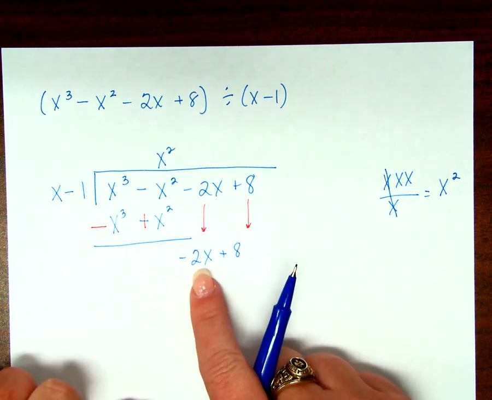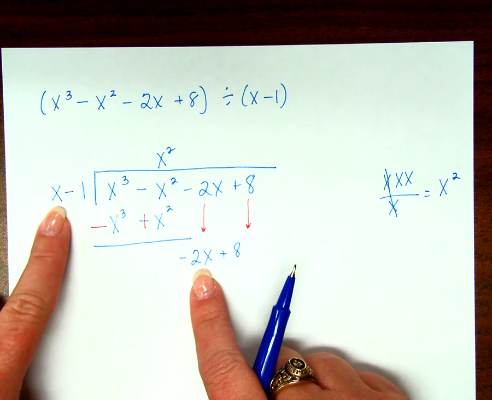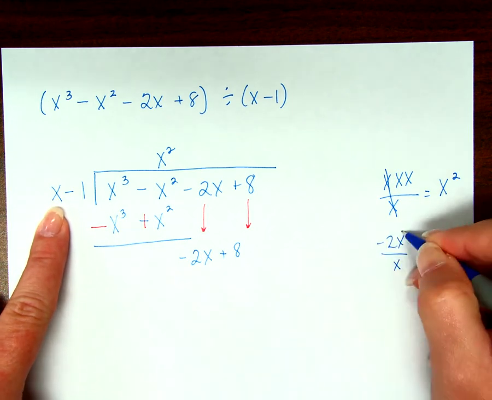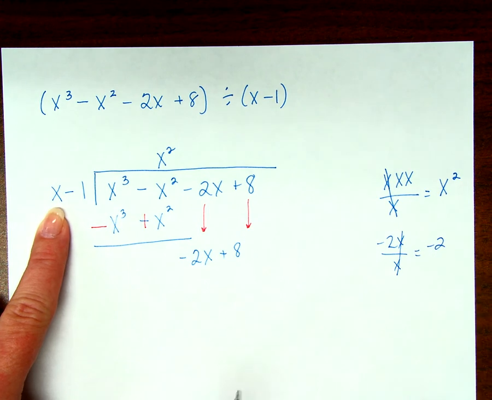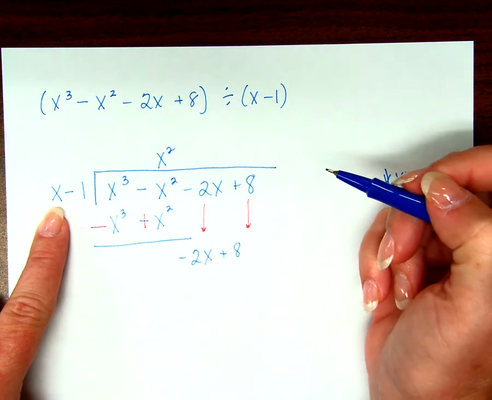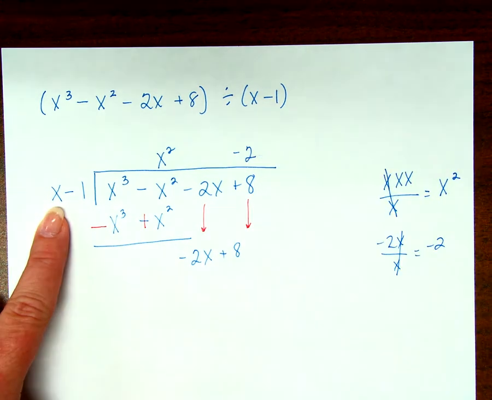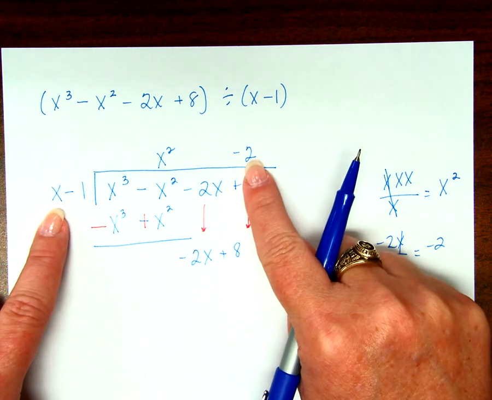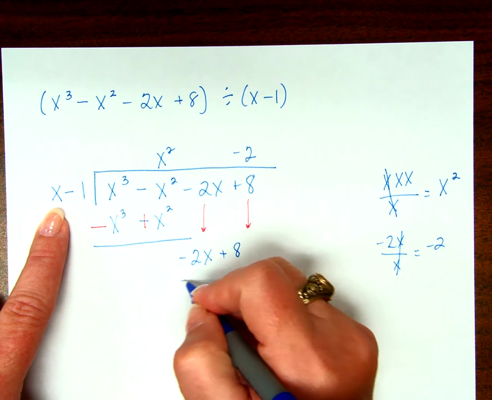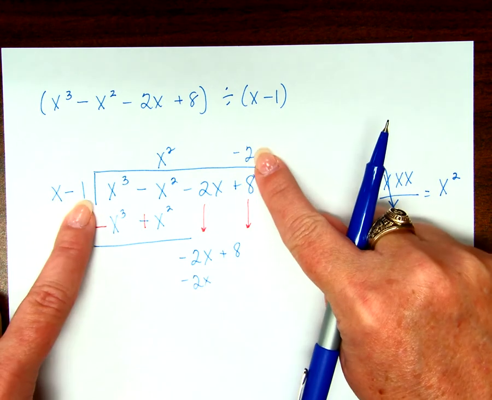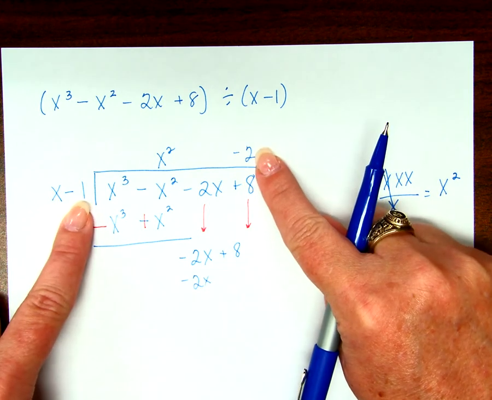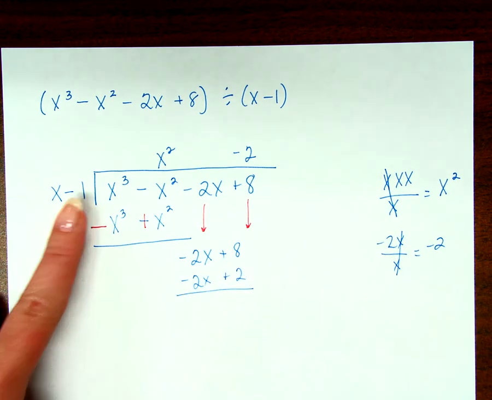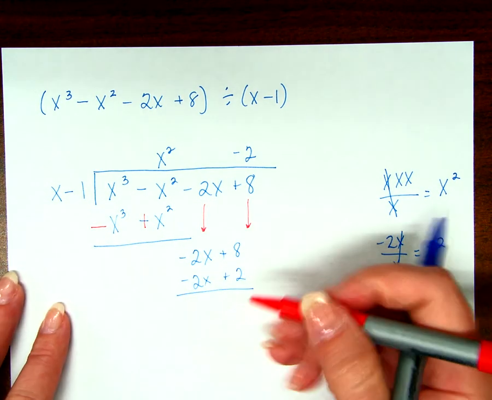What's this term divided by this term? Negative 2x divided by x. Negative 2. Where does it go? Above the 8. Why would it go above the 8? Like terms, right? Negative 2 times x, negative 2x. Negative 2 times negative 1. How about plus 2? Is that all right? And now, what? Subtract.